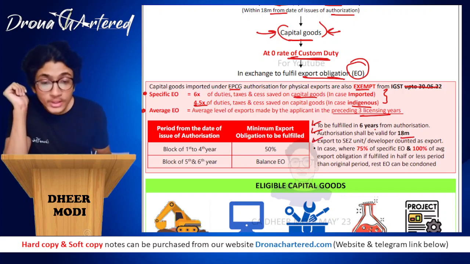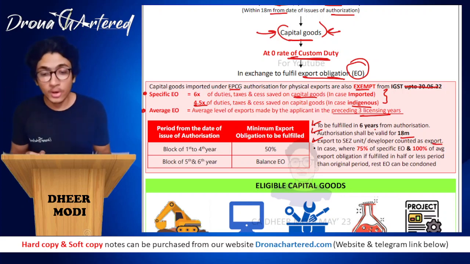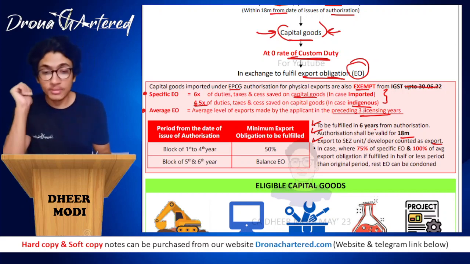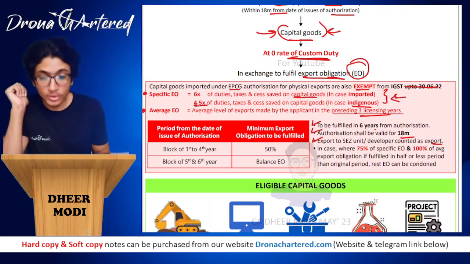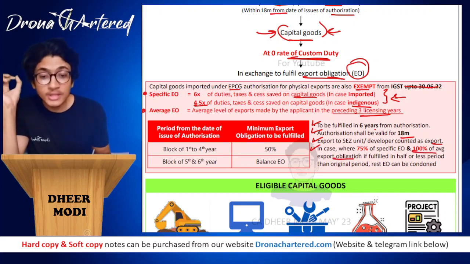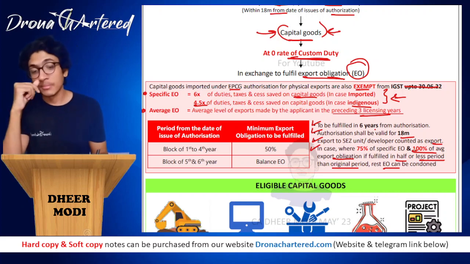Export to SEZ unit or developer is counted as export. So if you are exporting to your SEZ unit or SEZ developer, it will be counted as export. Export for the purpose of your specific and average EO: in case 75% of the specific EO and 100% of the average export obligation is fulfilled in half or less period than the original period, the rest of the export obligation can be condoned.